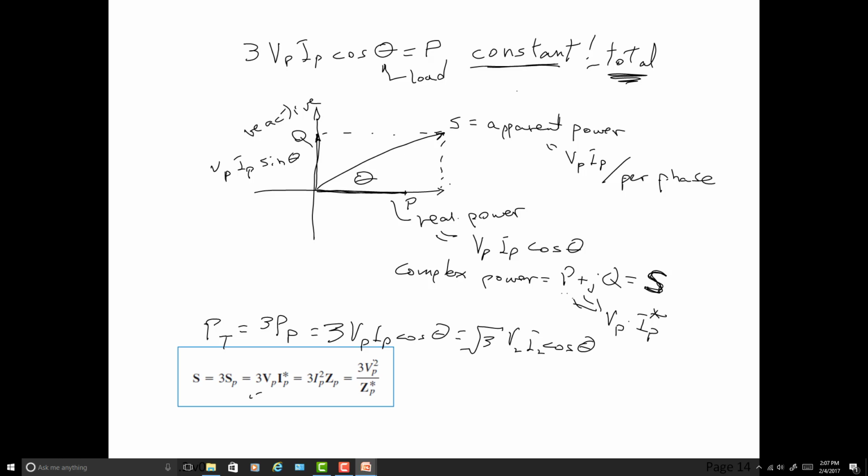All right, he nicely sums up in the text this fact that the total complex power is 3 times the complex phase power. There's our phase arithmetic again, our conjugate arithmetic, and you can put that in any place that you want, right? And here it is broken out in terms of the P's and Q's.